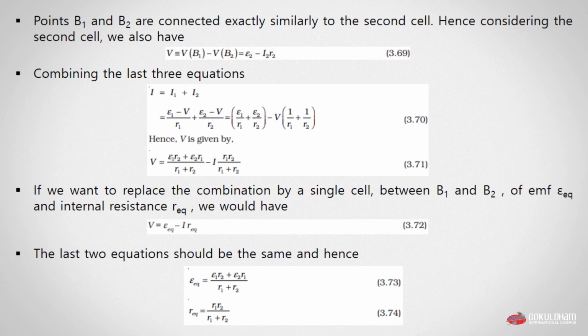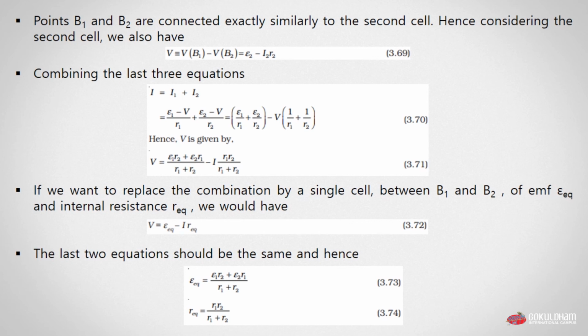So we have I is equal to epsilon 1 minus V divided by R1 plus epsilon 2 minus V divided by R2, which is equal to epsilon 1 by R1 plus epsilon 2 by R2 minus V into 1 by R1 plus 1 by R2, which is our equation 3.70. Hence V is given by V equal to E1 R2 plus E2 R1 divided by R1 plus R2, minus I into R1 R2 divided by R1 plus R2, which is our equation 3.71.